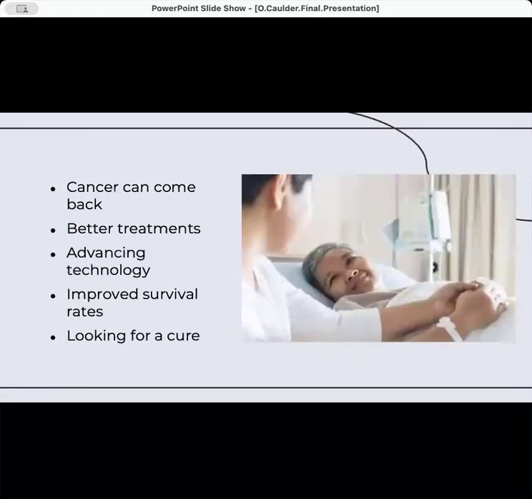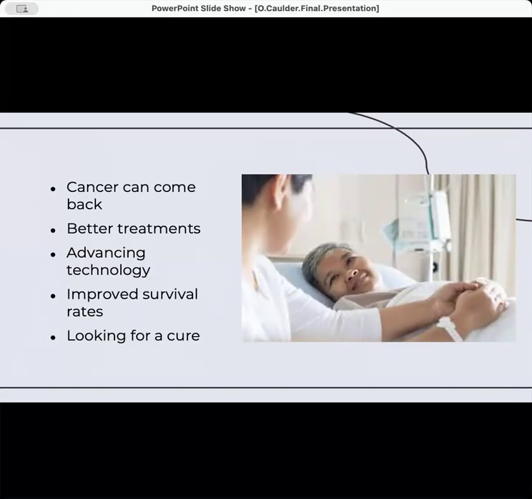Now, why does this matter? Even after treatment, bladder cancer can come back, sadly, which can be scary for patients. By learning how the cancer grows and how the immune system responds to it, scientists are finding better treatments and are able to make them more personalized to each patient's different case. New therapies are not only improving the survival rates, but also improving many people's quality of life as they navigate bladder cancer treatment.